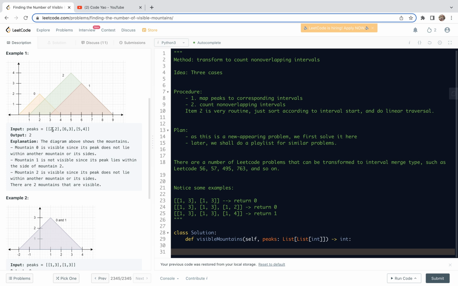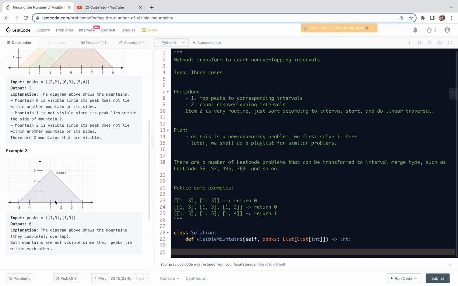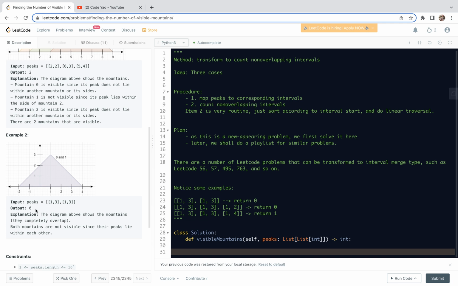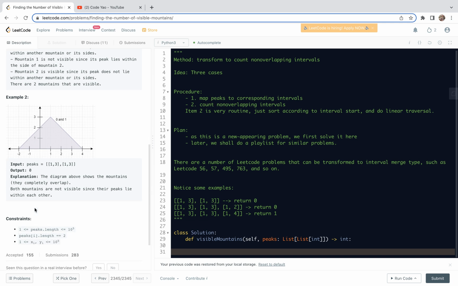In example 3, we are given 3 mountains, and 2 of them can be seen. And in example 2, we are given 2 mountains, and the 2 mountains coincide, so none of them can be seen, so the return is 0. And the main constraint in this problem is that the number of mountains is bounded above by 10 to the power 5. Notice that 10 to the power 5 is a decent large number.